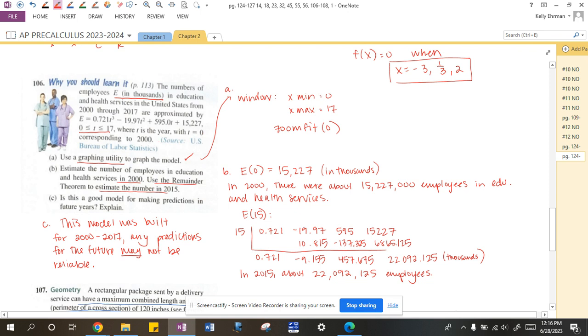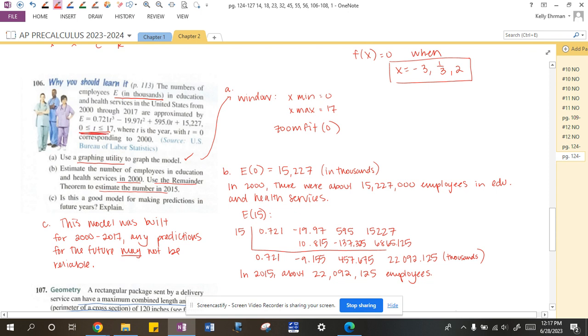Okay, so part A was use a graphing utility. Now you're going to have your graphing calculator and not Desmos. Again, mine is broken. So what you should be doing is typing this equation into y equals, using x's instead of t's. Don't let that bother you. And then you should be setting the domain.